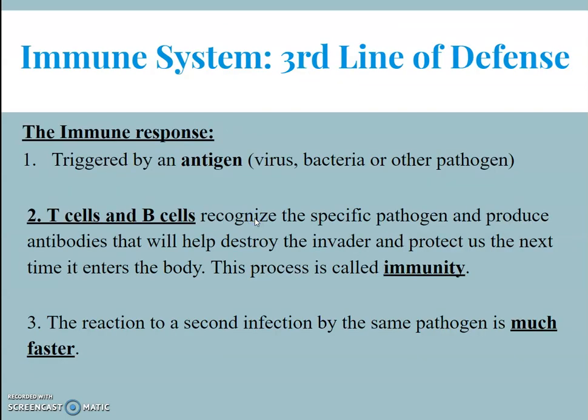The third line of defense is the official immune response, which is triggered by antigens like viruses, bacteria, or other foreign invaders. This is where what we call T cells and B cells, the white blood cells, recognize the specific pathogens, and then they produce the antibodies that will help destroy the invader and protect us the next time it enters the body. That is called immunity, when we create those antibodies so that we can recognize them in the future.